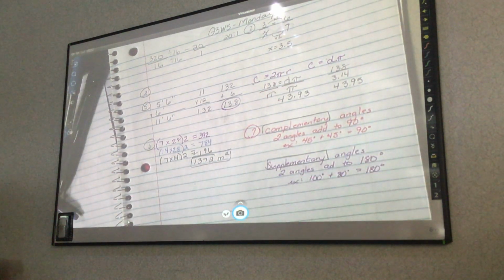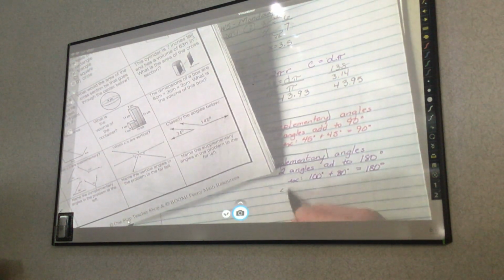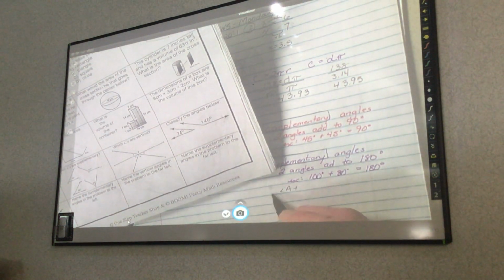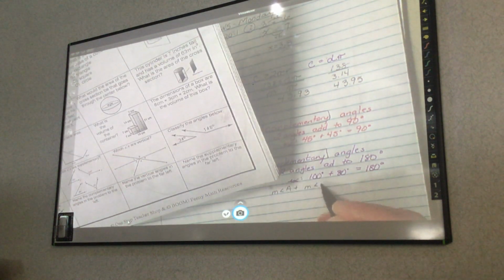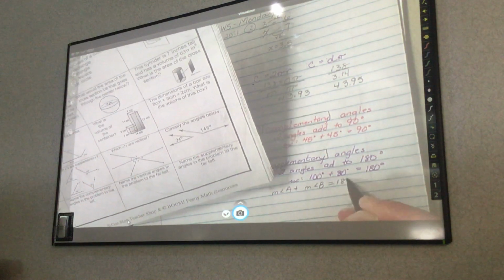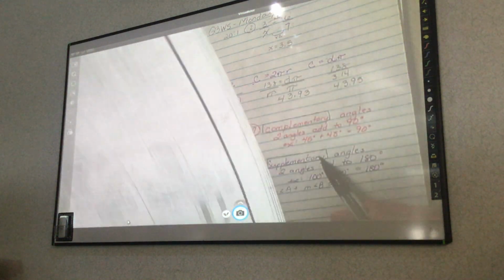So, the question for number 7 says the measure of angle A plus the measure of angle B, that's what the M means, they equal 180 degrees. The answer would be they are supplementary angles.